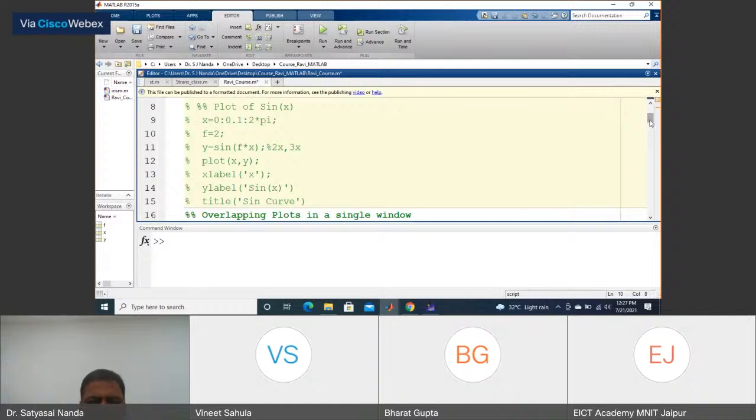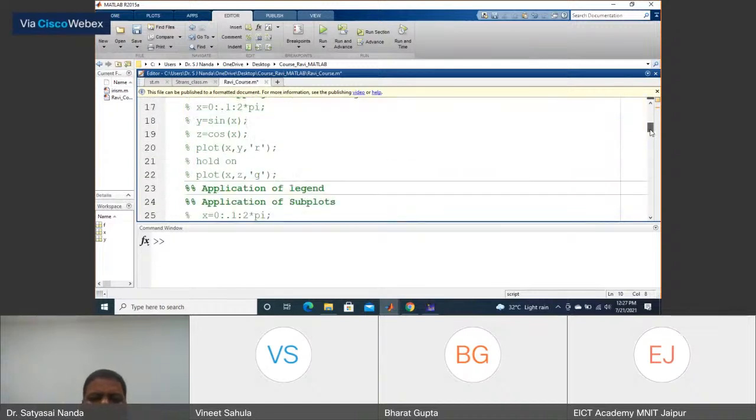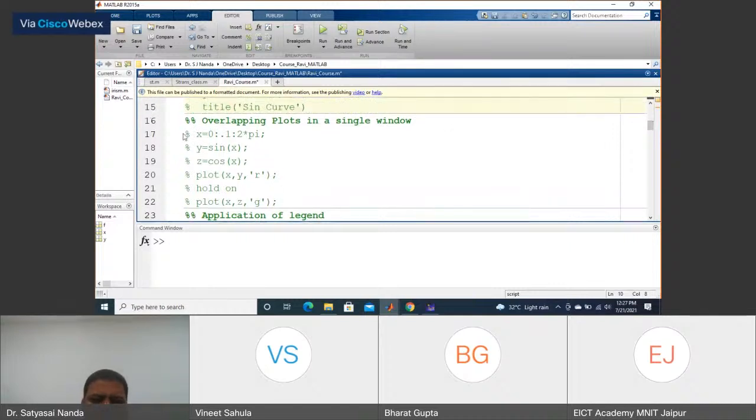Then we are going to do more than one plot in a single window. We are going to plot a sine function as well as a cosine function together, considering 0 to 2 pi with 0.1 gap. I am plotting sin x with red color, and I am going to plot the cosine signal with green color.